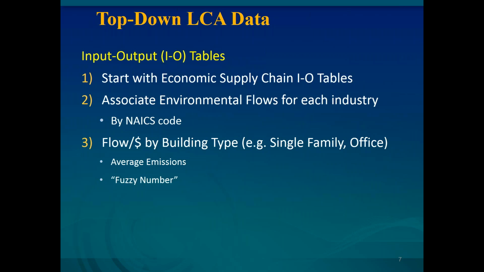And I refer to this as a fuzzy number because it's really an industry average as opposed to the exact flows associated with a particular action. If you're improving energy efficiency, if you change the window design, this industry average isn't necessarily going to be a great representative of the detailed results for that.